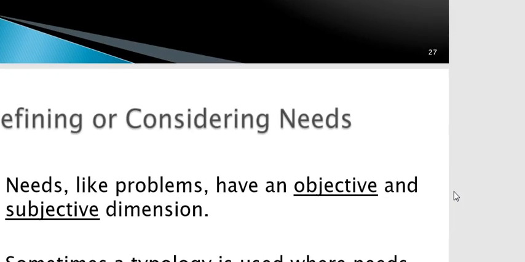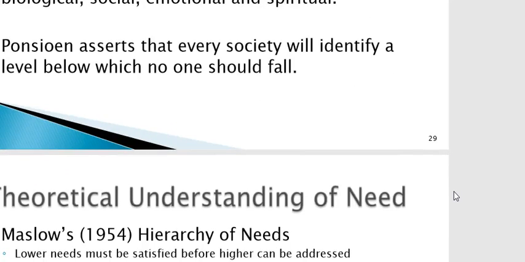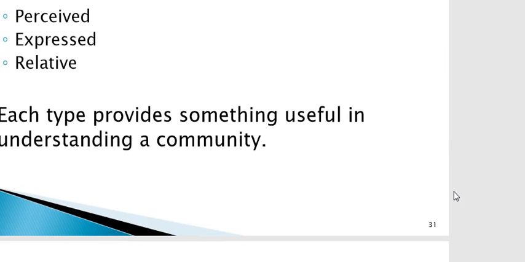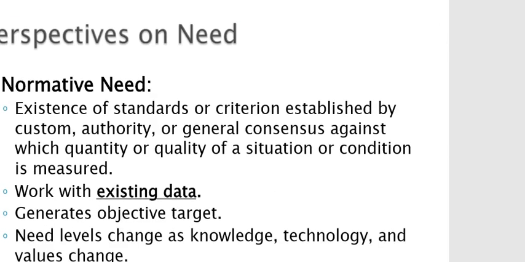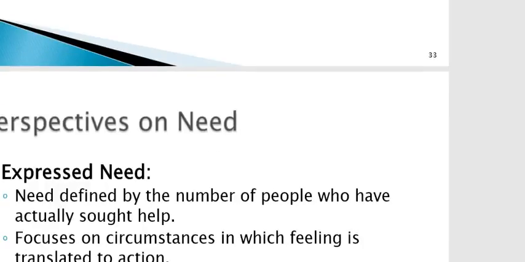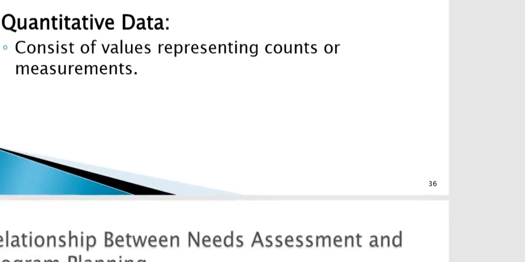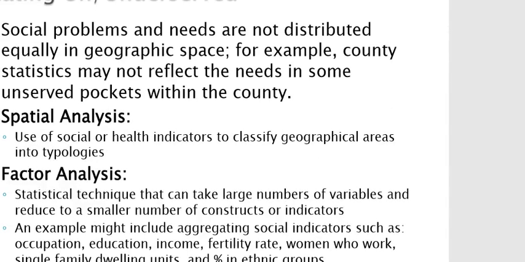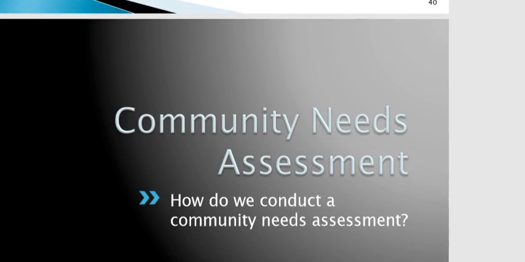And then community needs. How do you define community need? What is a need versus a want? We can look at Maslow's hierarchy of needs as one way to examine needs. We have needs that are normative, needs that are perceived, needs that are expressed, and needs that are relative. So what kind of need are we talking about? The definition of all those is contained. How to look at data, because that will help in how we do an analysis of our community.